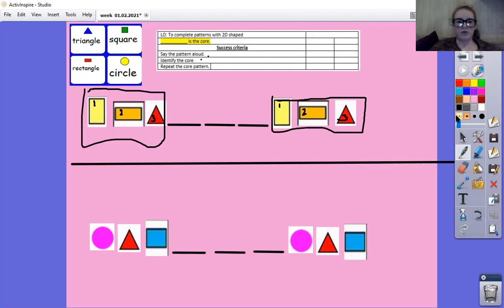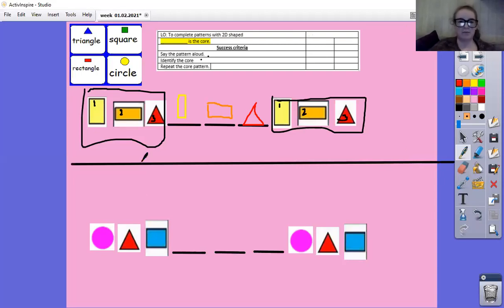Now I want to repeat the core to create the pattern. So what is the first part of my core that is going to go in my missing part? The first part is yellow rectangle, followed by orange rectangle. Fantastic. What comes after orange rectangle? Red triangle. Brilliant. Okay, pause your screen and have a go at this one for me. Come back when you want to check. Fantastic. Let's have a look at this together then.